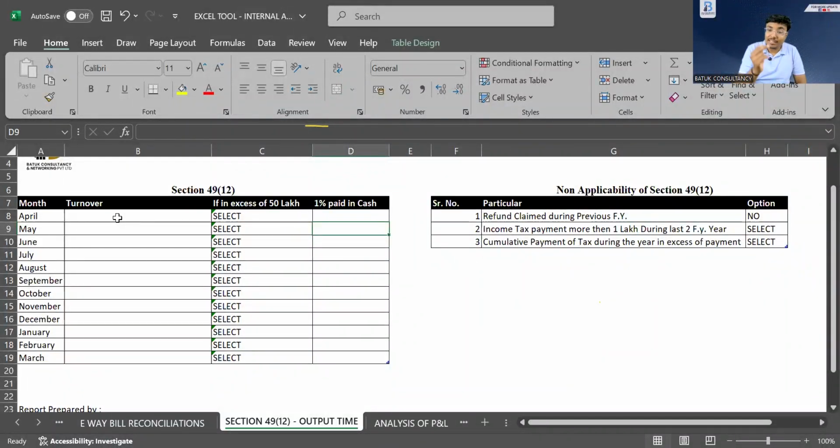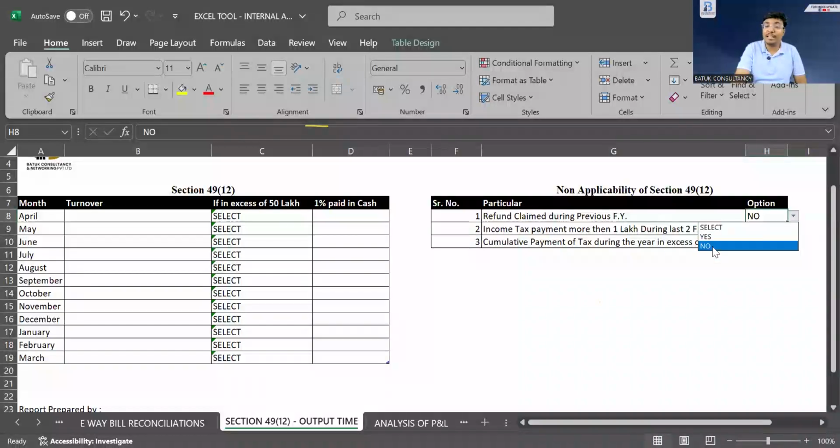And sir, there are certain exceptions to this 49(12). If refund has been claimed during the previous financial year, then this 49(12) is not applicable. So we just need to ensure whether refund has been claimed or not. If yes, then all the columns will be NA.